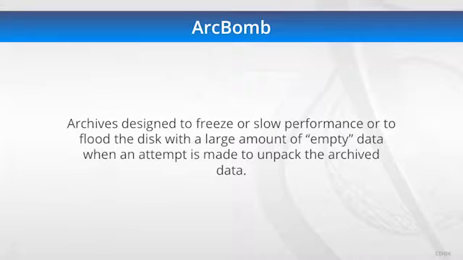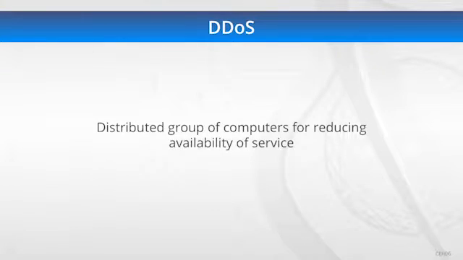An ARC bomb. This is an archive. Think tar, think zip. So what we do is we take a whole bunch of files and empty files and we unarchive those. So it's kind of a denial of service, it's slowing the machine down. When we decrypt or we unzip or we untar a file, that takes up processing time. So an ARC bomb is a denial of service attack against the machine, but a Trojan type.